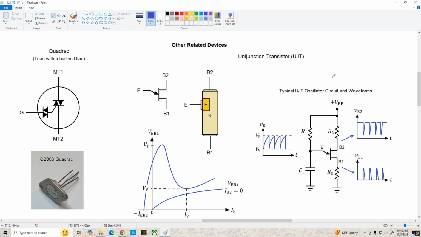And I'm not going to go deep into the details of the UJT now, but I just wanted to show it to you. And you can look it up online and find out some more information about it if you want to. But that's it for today's video.